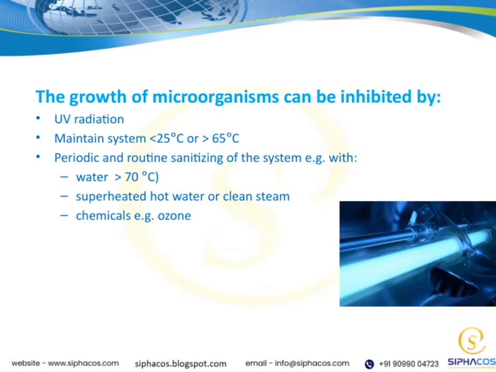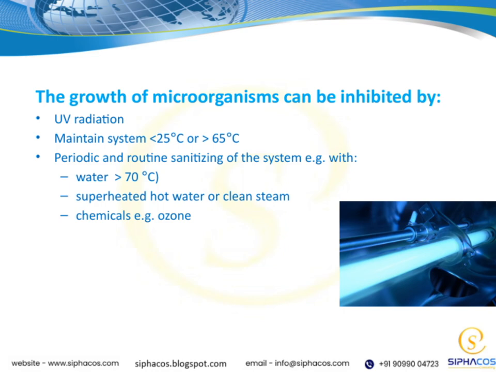To inhibit the growth of microorganisms, we can utilize several effective methods. One key approach is exposure to UV radiation, which damages their DNA and prevents reproduction. Maintaining the system temperature outside the microbial growth range is also crucial, specifically, keeping it below 25 degrees C or above 65 degrees C, where most microorganisms struggle to survive.